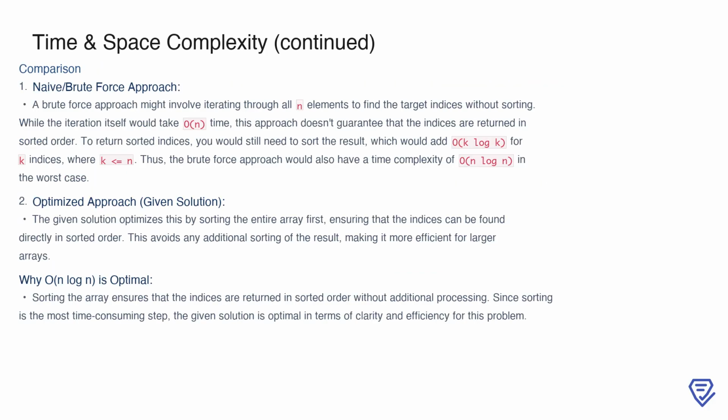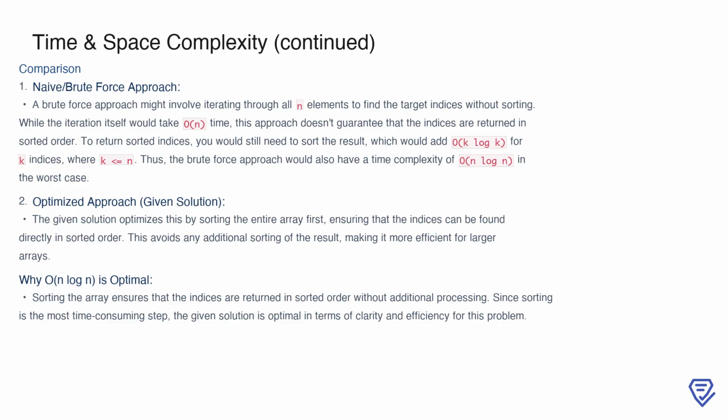To put these insights into context, let's compare the given solution to a naive or brute force approach. A brute force method might involve iterating through all n elements to collect the indices of the target values. While this direct iteration would be O(n), it does not ensure that the indices are returned in sorted order. Sorting the collected indices afterward would require O(k log k) time, where k is the number of target elements. Since k can be as large as n, the overall time complexity of the brute force approach becomes O(n log n) in the worst case, similar to our optimized solution.